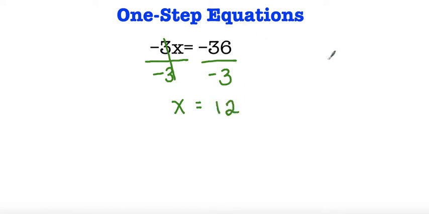And if we want to go back and check our work, all we have to do is substitute for x. So -3 times 12 is equal to -36. So x is equal to 12 because this is true.